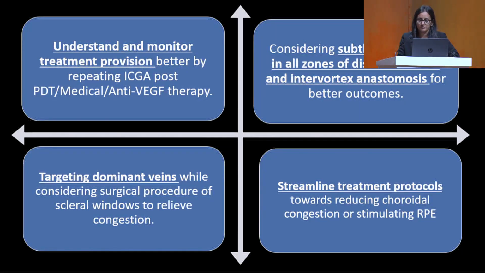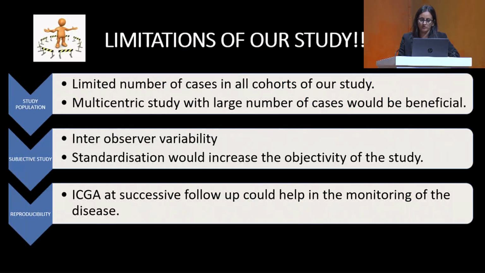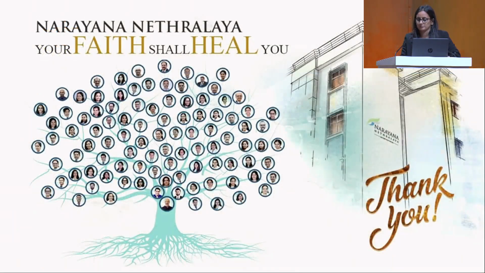So this could help us understand and monitor the treatment provision and streamline the treatment protocols, and also subthreshold laser can be used in distended veins and intervortex anastomosis, and targeting dominant veins in cases of surgical procedure if we go for it. The limitation of our study was the study population, so a multicentric study with a large number of cases would be beneficial. Subjective studies or standardization would increase the objectivity of the study, and ICG at successive follow-up could help us in monitoring of the disease. Thank you.